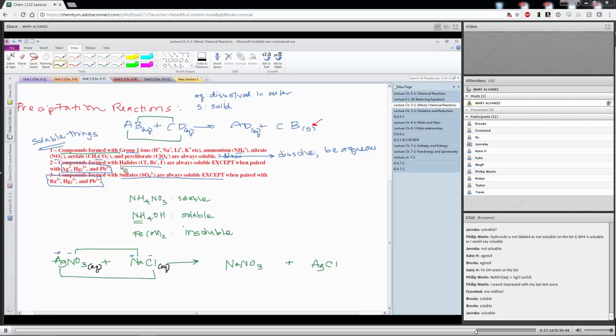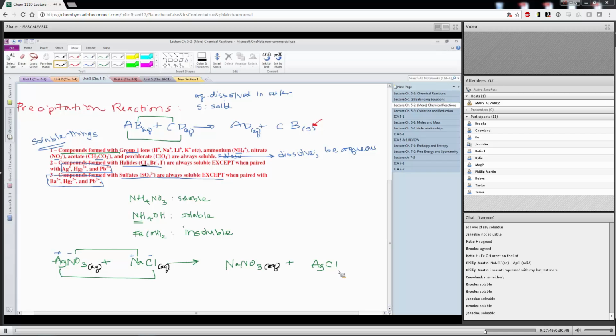NaCl, soluble, because compounds formed with chlorine are always soluble unless with these things, but sodium is not listed. Or sorry, the easier thing to say is that sodium, group 1, always soluble. Okay, next, NaNO3, soluble or not soluble? Soluble. Sodium is always soluble. We can just stop right there and say the whole thing's soluble.